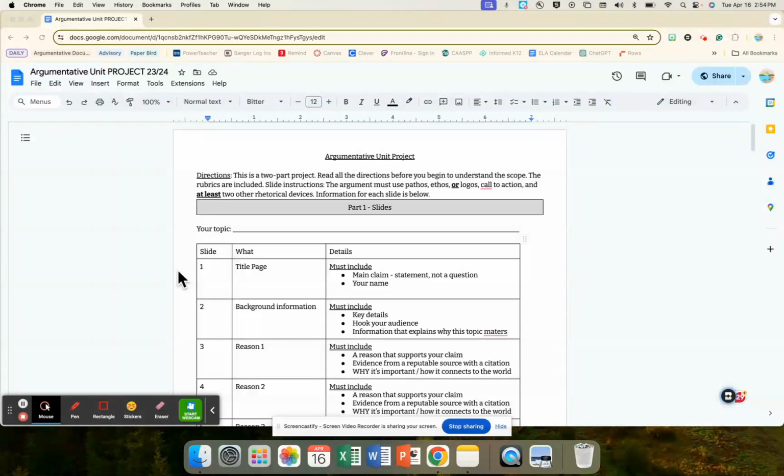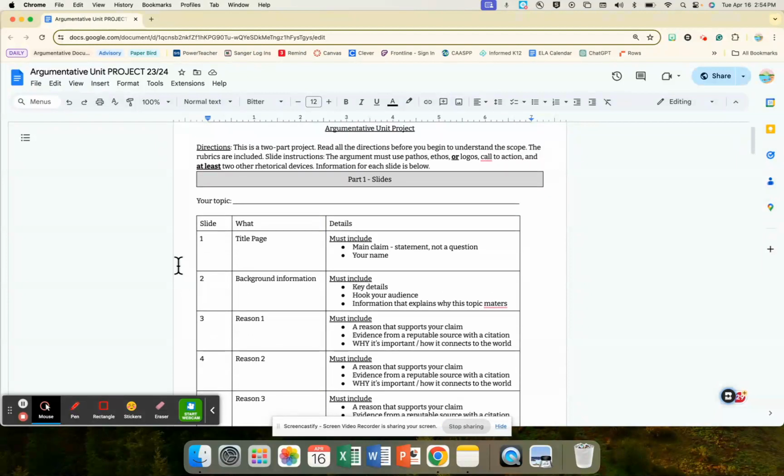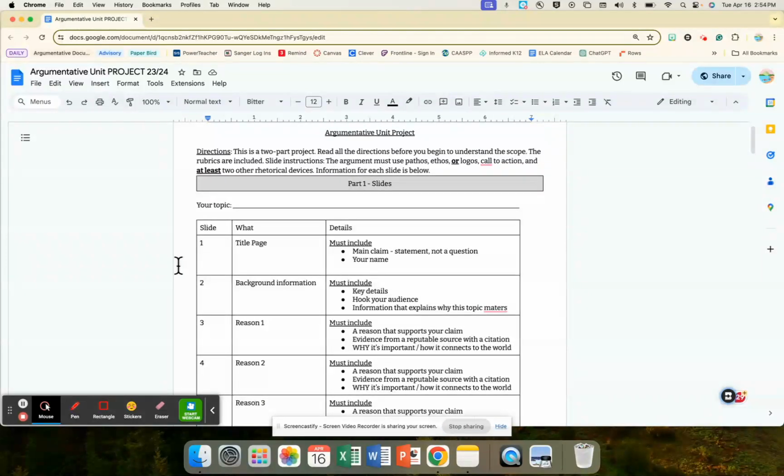All right, so this is the instructions for the argumentative unit project. It's a two-part project. No matter what you do, you need to be prepared to share in front of the class. Read all the directions before you start so that you can understand what you're looking for. As always, the rubrics are included. Please look at the rubric so you know what kind of grade you can get based on your work.